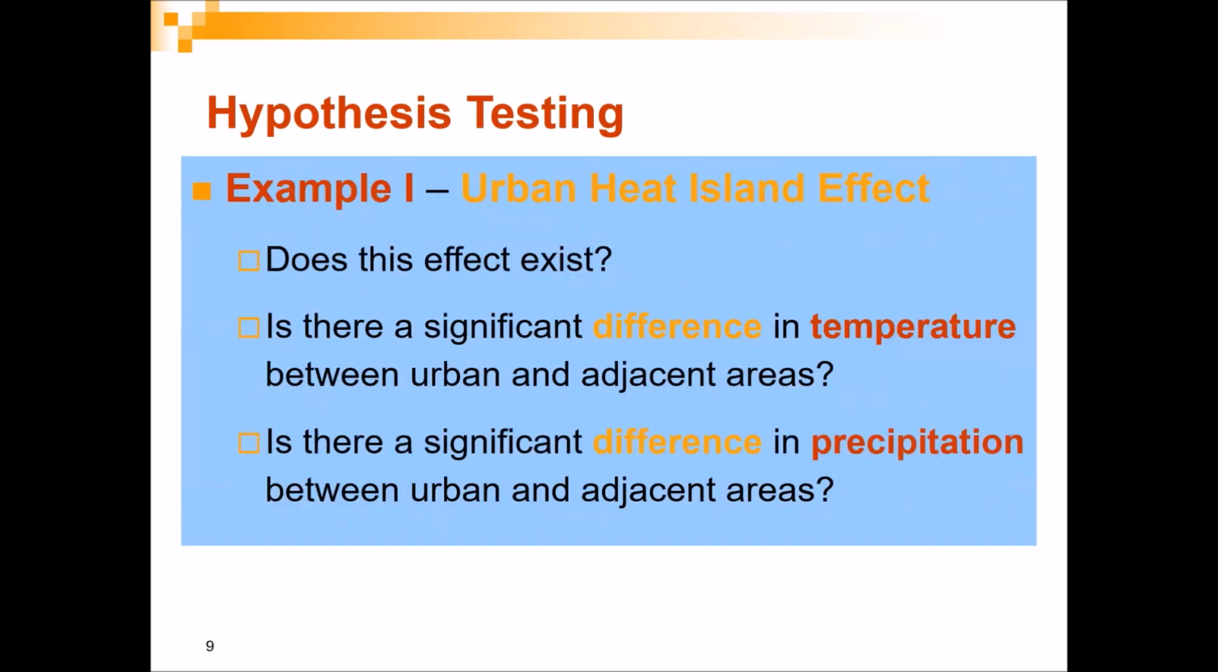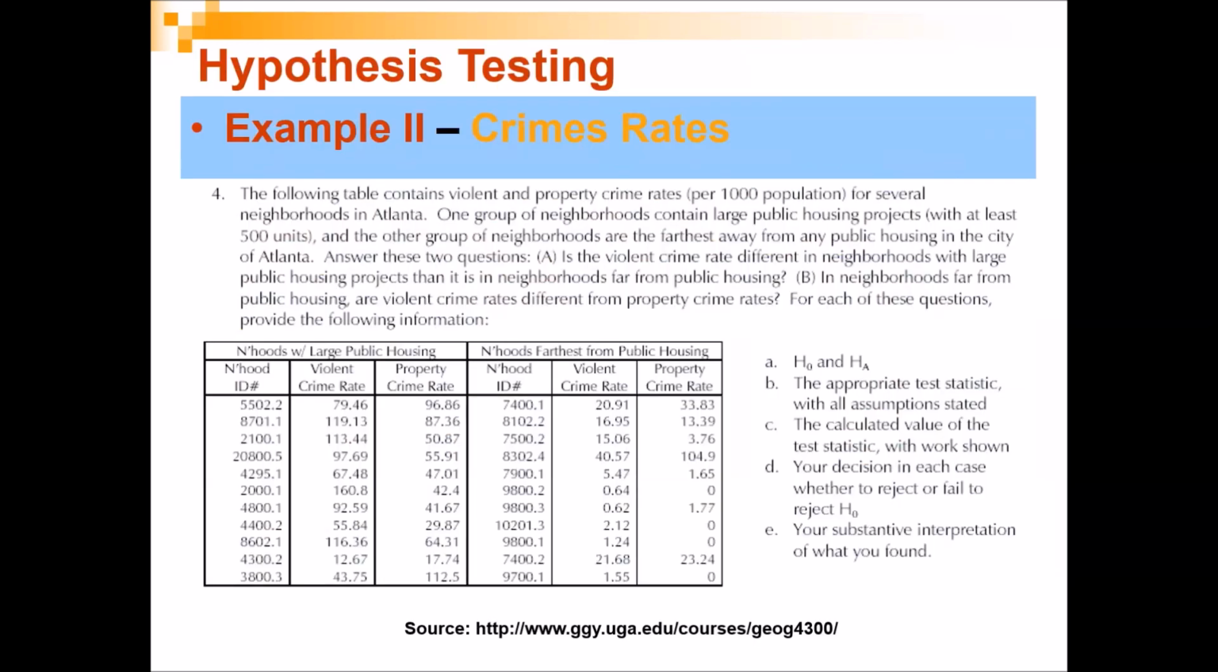Okay, we have type 1 effects, urban heat islands. Is there a significant difference in temperature between urban and adjacent areas? We'll get down a couple of these rabbit holes both this week and in a couple of weeks when we talk about what the word adjacent or neighbor means. These are all things that could be measured spatially. Or we can look at crime rates. What is the average crime rate for this group of neighborhoods versus another group of neighborhoods?